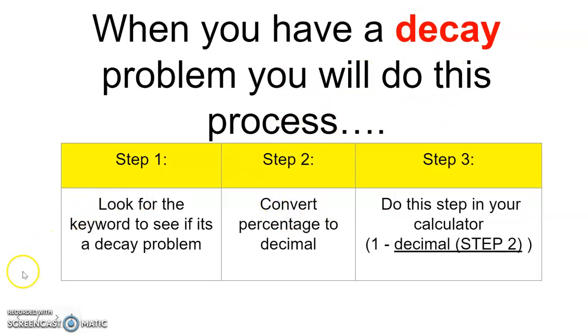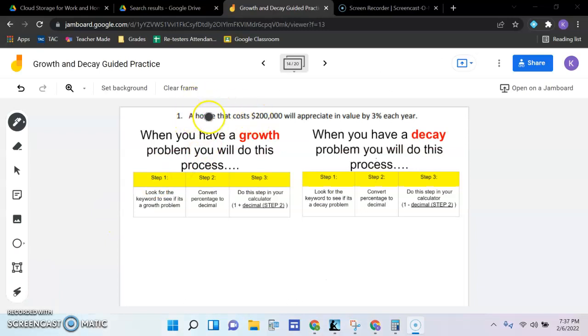Let's look at an example. The problem is right here. A house that costs $200,000 will appreciate in value by 3% each year. First of all, in both processes, look for the keyword to see if it's a growth or a decay. Well, we have the word here, appreciate. And usually the word appreciate means that the value of the house is going to go up 3% each year. So it is not a decay problem. It is a growth problem.